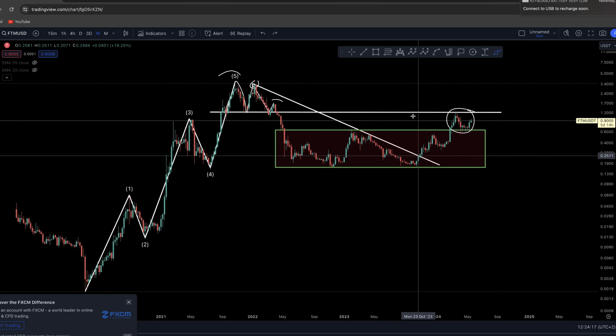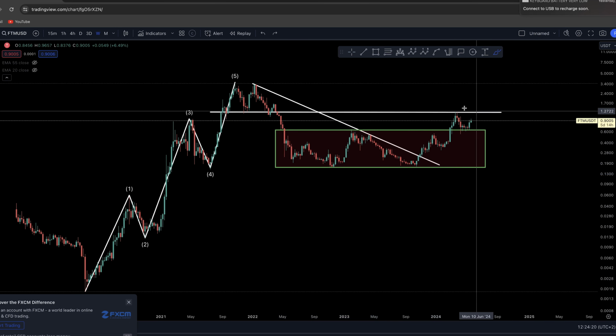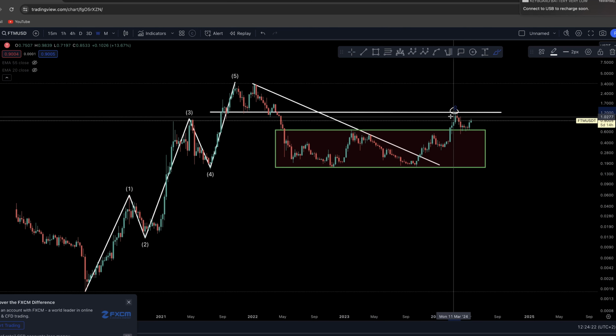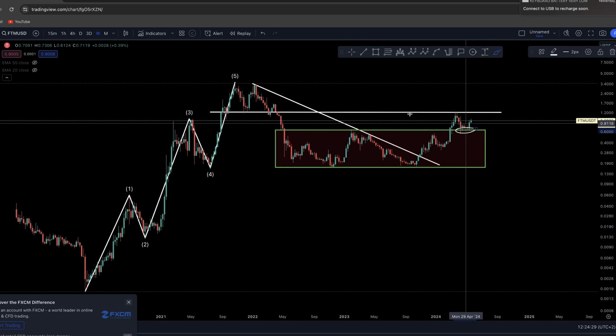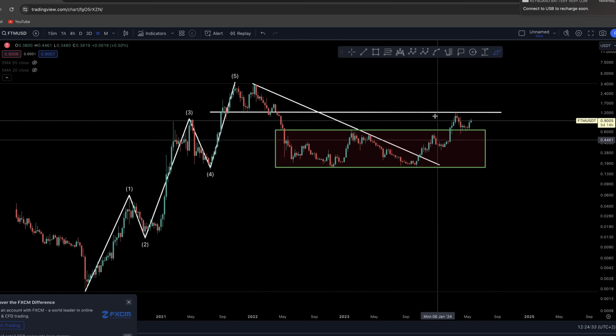So it's a key area of resistance that we need to break above. The $1.20 mark is key resistance, and right now key support sits at 64 cents. So we're literally range bound at the moment, trying to make our minds up on what to do.